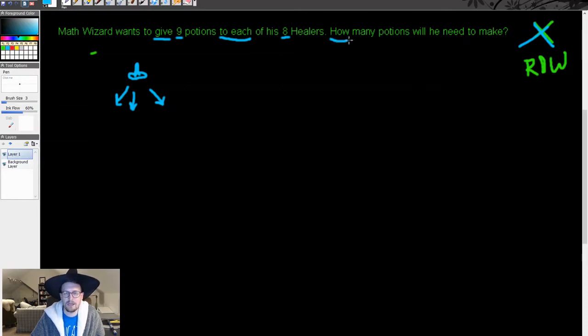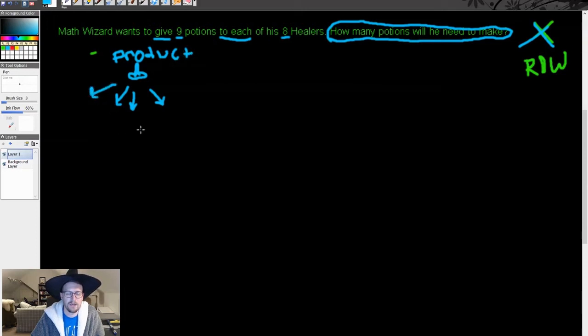And my question, how many potions will he need to make? All right, so we need to know how many potions in all do I need to have here. That sounds like my product. How many in all will I need to have in order to give potions out to 8 healers? Well, let's make our 8 healers then. This is making me think equal groups. I can make circles here and divide up potions between them and figure out how many in all I'd need to give 9 to each.